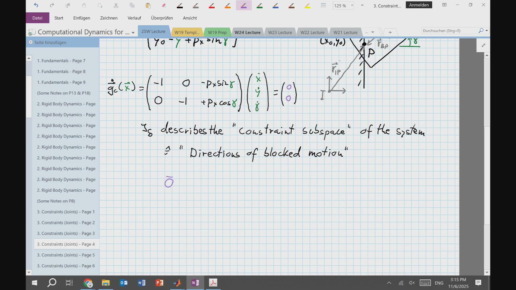Relationship between the two. 0, we said, is JG transposed times X dot. X dot is JF times Q dot. So JG transposed times JF is equal to what?